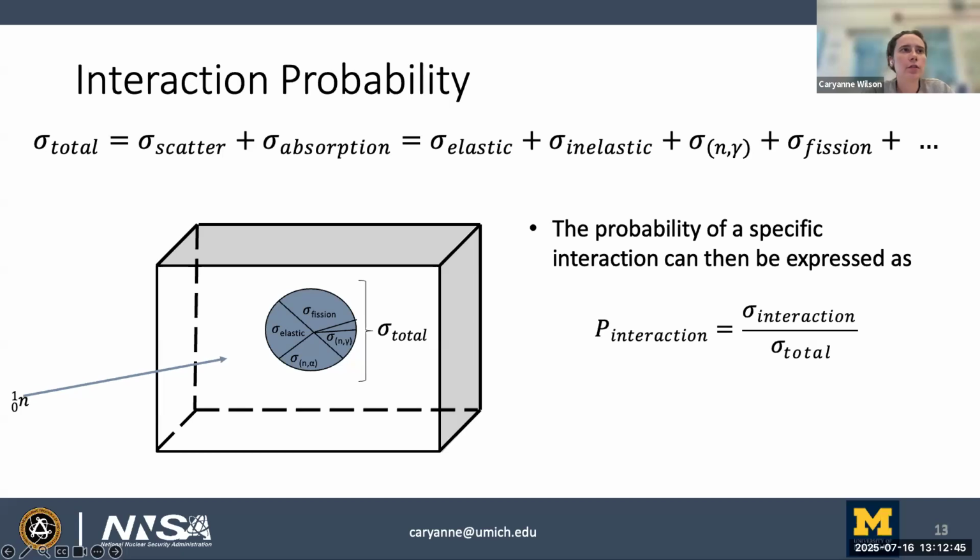So you can get the total interaction probability by summing up all of the cross sections, and then we can look at the probability of a specific interaction as the microscopic cross section of that reaction over the microscopic cross section of all reactions.